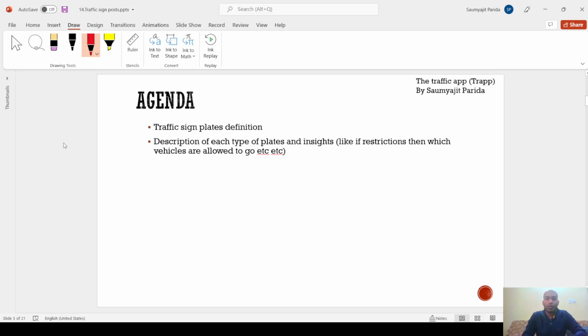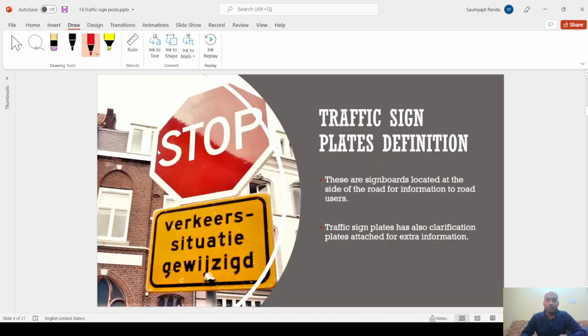Agenda: we'll walk through the definition of traffic sign plates, then a description of each type of plate. Today's video will be a little bit lengthy, or maybe a little bit boring, because I will be walking the viewers through all the sign plates. This information is already known to many users, but maybe it is helpful to revise it again and gain the insights. Okay, so going to the first slide, traffic sign plates definition.